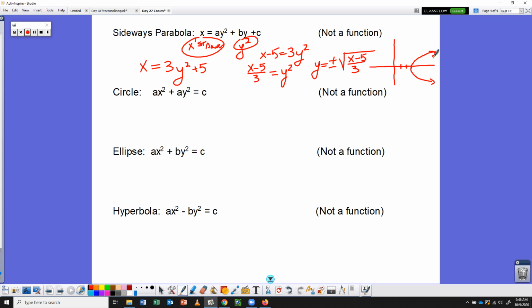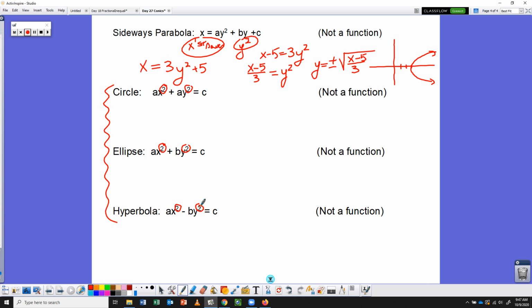The next group of formulas, I'm going to lump them together: circles, ellipses, and hyperbolas. One of the main defining features about all three of these is that both the x's and the y's are squared. So if you see an equation in which you have both x's being squared and y's being squared, then you must be one of these three things, either a circle, ellipse, or a hyperbola. So let's take a look at each and talk about them.